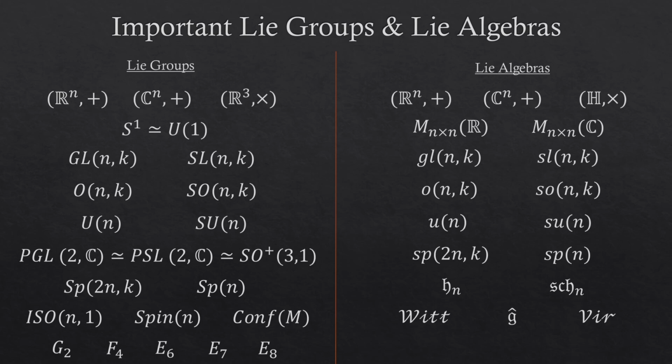And corresponding to the Lie groups on the left, we also have exceptional Lie algebras here on the right. So that's G2, F4, E6, as well as E7, and then of course we have E8.